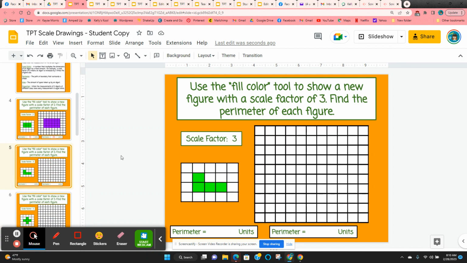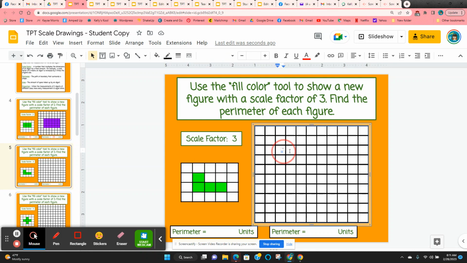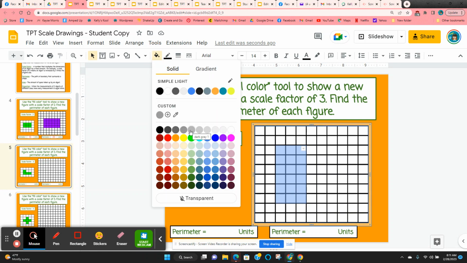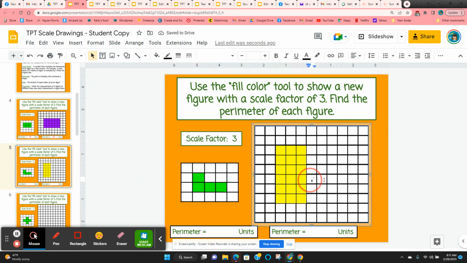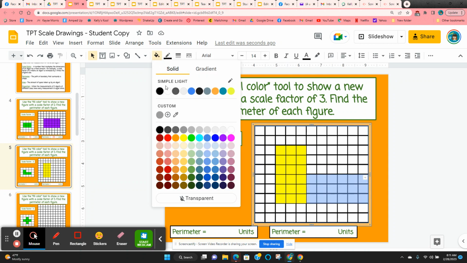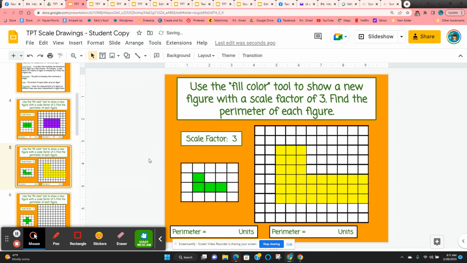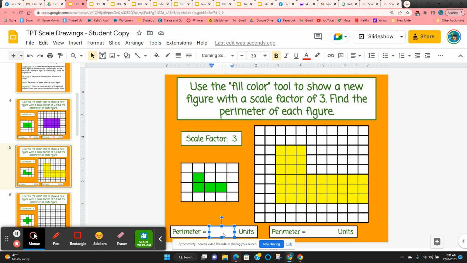Then they have another figure. It's a little bit different shape, and this time it's a scale factor of 3. So again, they click and hold. They can only do a rectangle at a time. So each side they're going to multiply by 3. If they check the perimeter of the smaller figure, they get a perimeter of 10. And the larger figure, they will now have a perimeter of 30. And so they can see that the perimeter, they just multiplied by 3.